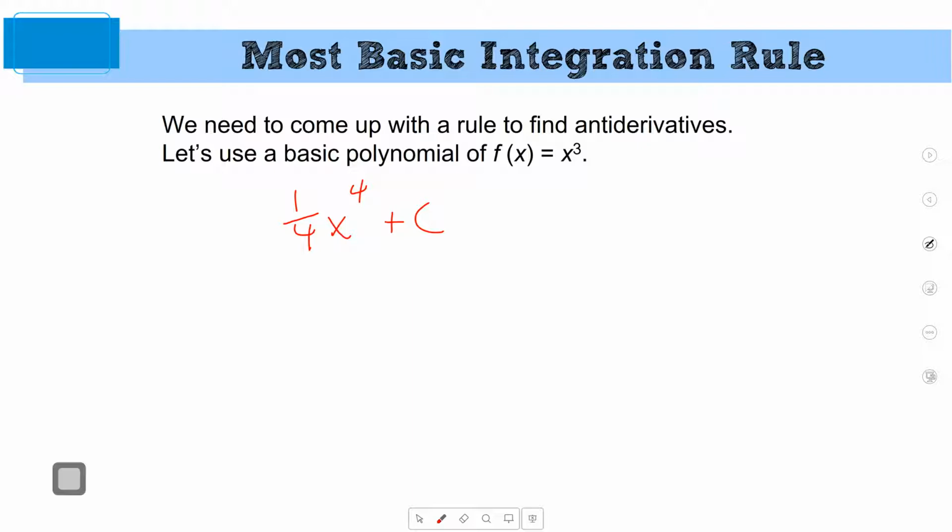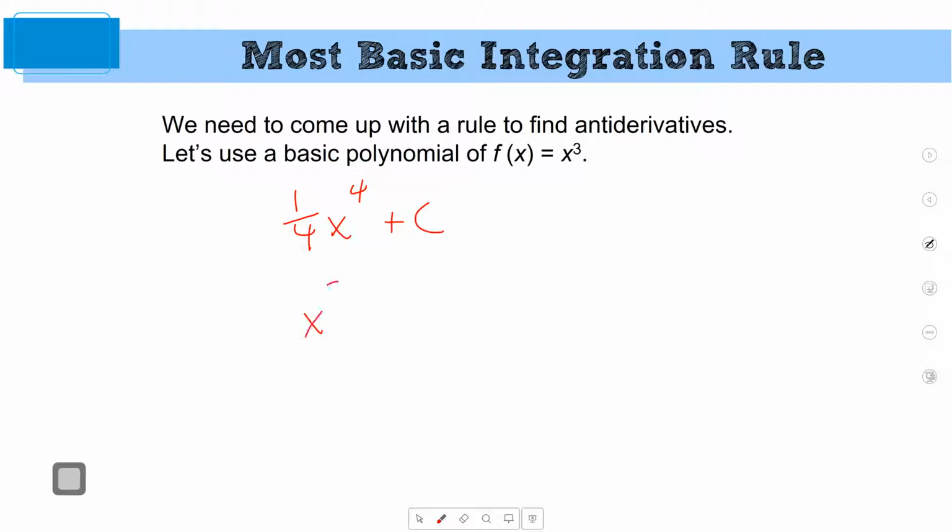Because if you take the derivative, it's going to end up being x cubed. Beautiful. Any problems there? No. Well done, Evan.